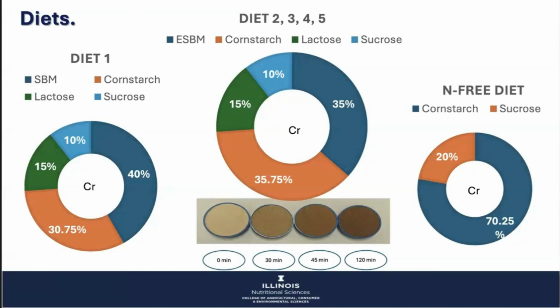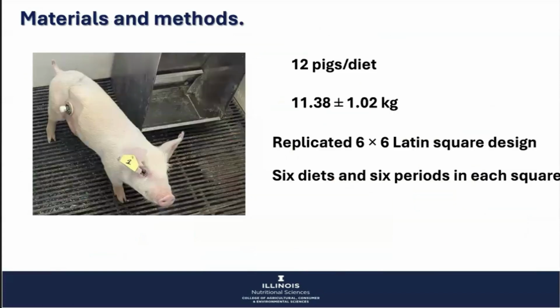Also, we formulate a nitrogen-free diet to determine basal endogenous losses and to calculate the standardized ileal digestibility. Each diet also contains 0.4% of chromium oxide as an indigestible marker. For this experiment, we used 12 cannulated pigs with an initial body weight of 11.38 kilograms.